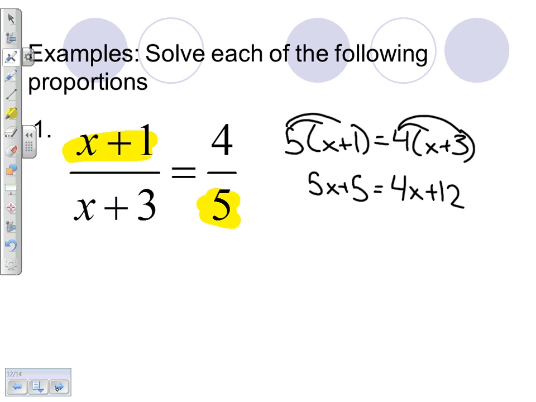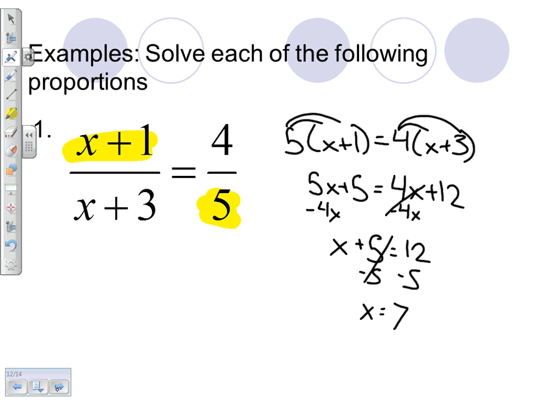Don't forget to do that. Distribute if you need to. Solve it like any other algebra problem. What's next? So which one? It doesn't really matter. 4x might be easier because then I don't have the negative. 5x minus 4x gives me x. Yep. X does equal 7.